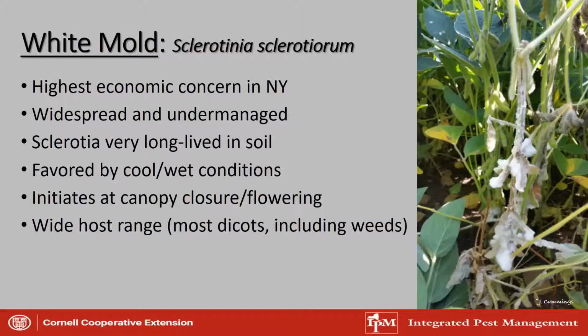This disease is favored in those years where we have cooler, below normal temperatures and high humidity or precipitation. You tend to see this pop up at canopy closure during flowering because that's when you're going to have the highest humidity within the canopy. And another problem with this particular pathogen is that it has an extremely wide host range. Most dicots, including a lot of the weeds that you have in your field, so making crop rotations a challenge to rely on those alone for management.